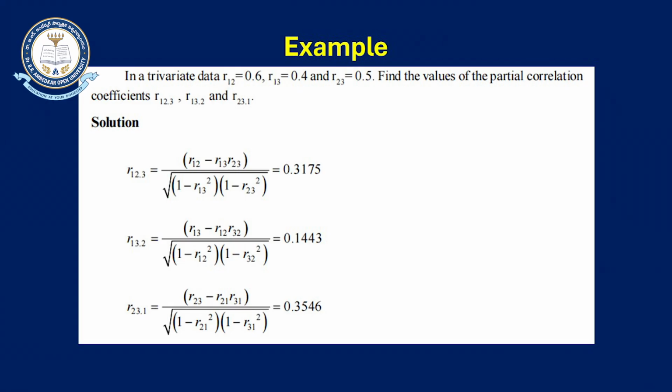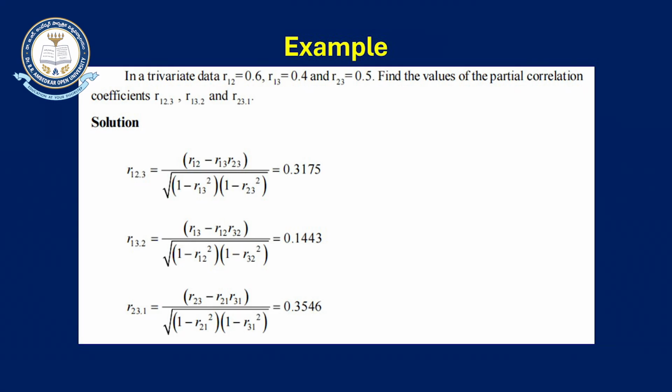R12.3 equals R12 minus R13 R23 divided by root over (1 minus R13 whole square) into (1 minus R23 whole square). After substitution, I obtain the value 0.3175. R13.2 equals R13 minus R12 into R32 divided by root over (1 minus R12 whole square) into (1 minus R32 whole square), and that value is 0.1443. R23.1 equals R23 minus R21 into R31 divided by root over (1 minus R21 whole square) into (1 minus R31 whole square), so 0.3546.